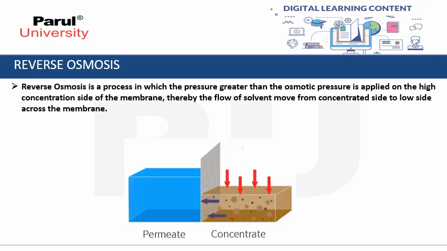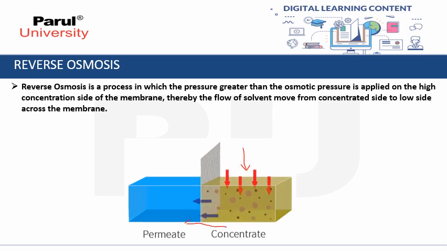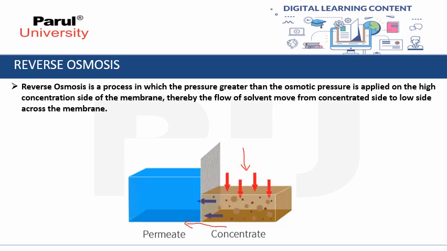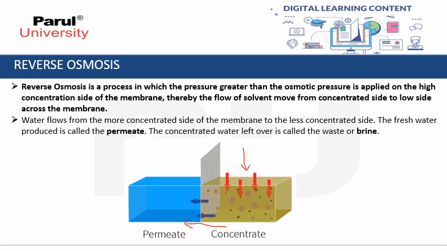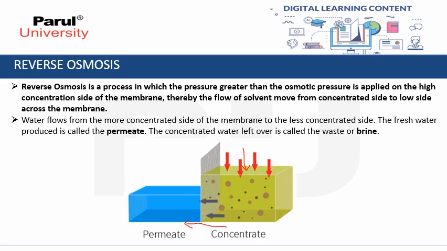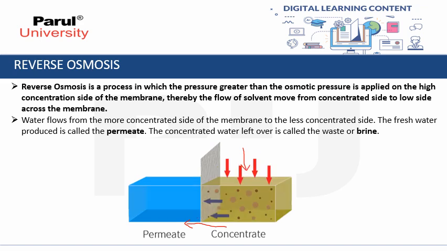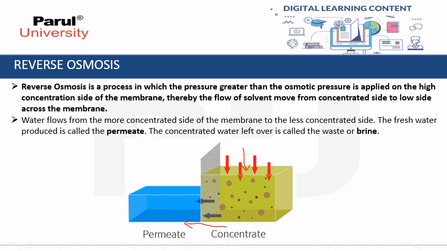Here we can see it is exactly the opposite of the osmosis process. The flow of the solvent is from the higher concentration to the lower concentration part. Hence it is called reverse osmosis. Water flows from the more concentrated side of the membrane to the less concentrated side. The fresh water produced is called the permeate, and the concentrated water left over is called the waste or the brine.